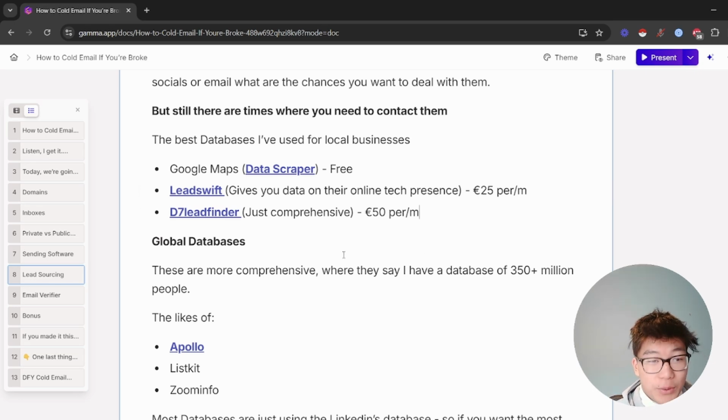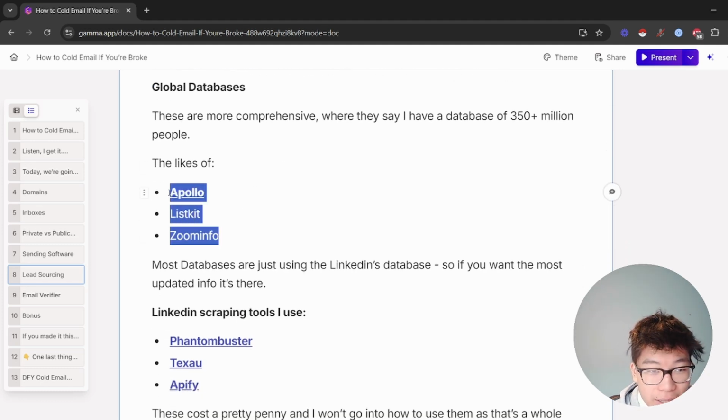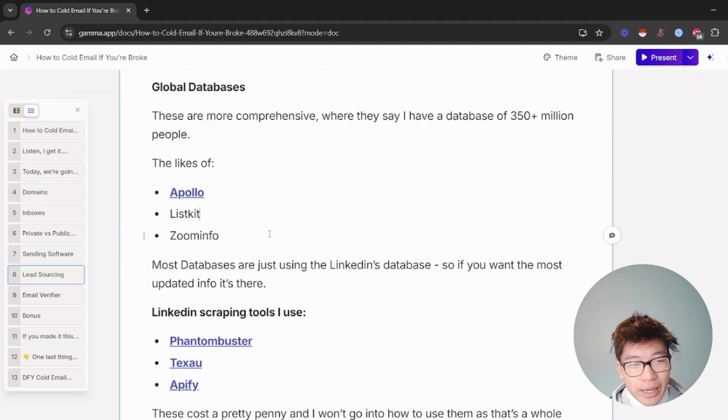There are global databases as well. These are more comprehensive. These are the ones that say I have a database of 350 million plus people, or I have 500,000 people in my database, right? It's like Apollo, ListKit, ZoomInfo. These guys are the goats of the market. Those are the only ones I hear about, to be honest.